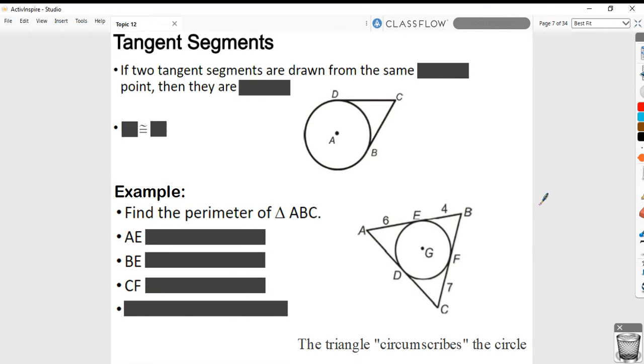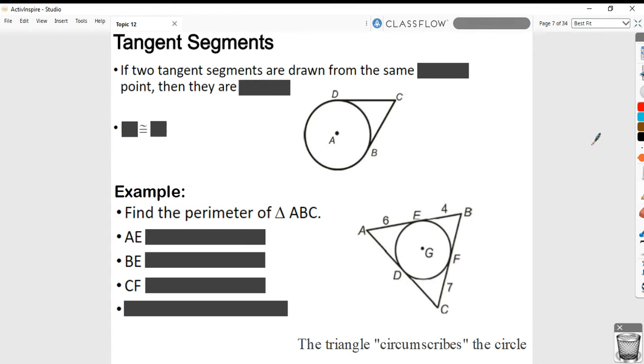All right, y'all. We're looking right now at the second section of our Topic 12 notes. And we've got a very short section of notes today, just one theorem and then one example right here, all on the same slide. Okay, so let's look at that theorem. We're talking about tangent segments.